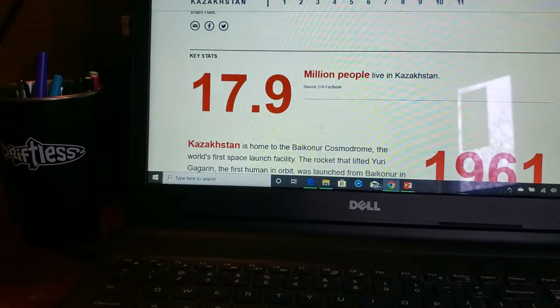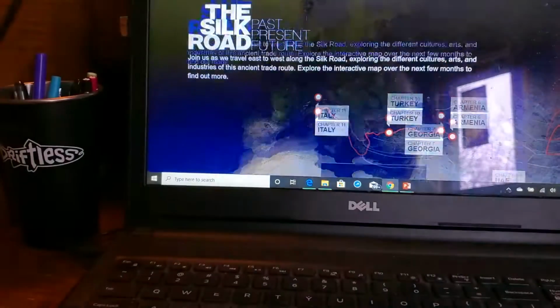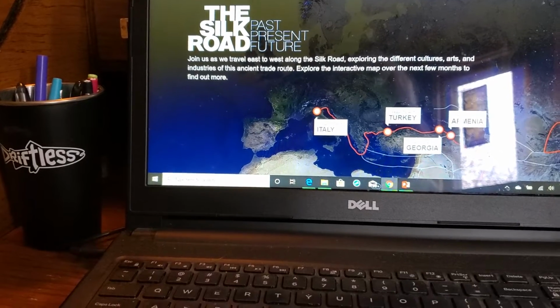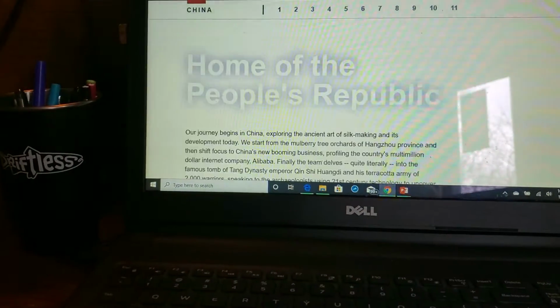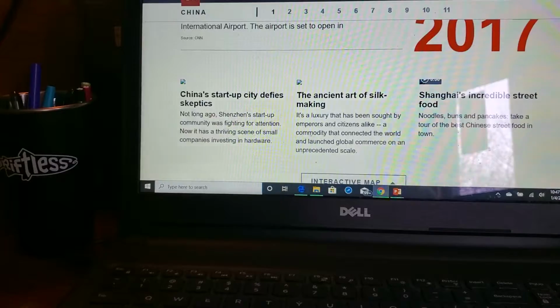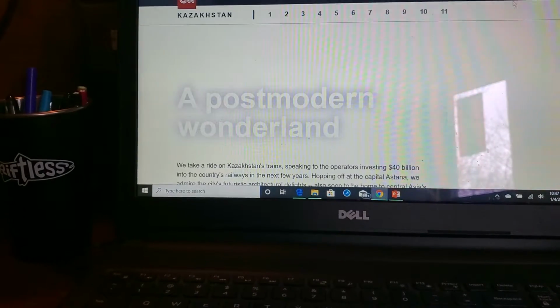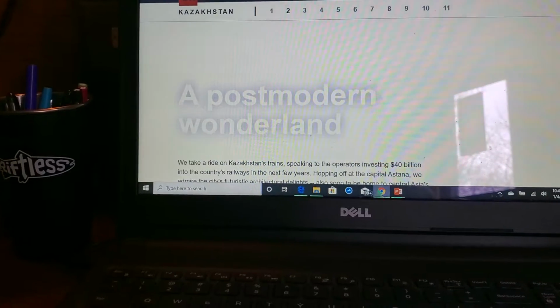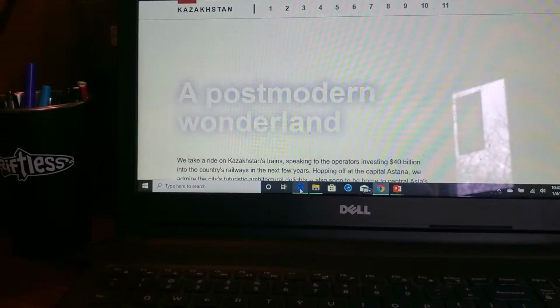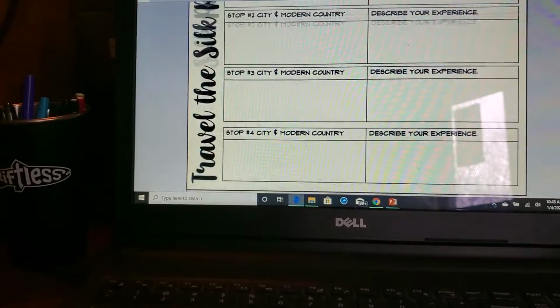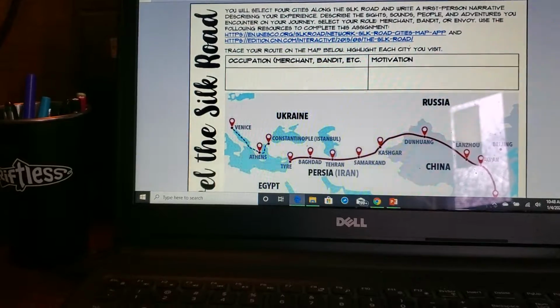And I found this really neat interactive map from CNN, the Silk Road Past, Present, Future. It's really cool because for all of the cities along the Silk Road, there's information about each of these cities, past and present. So anyways, I utilized all of these resources and created my own unique resource, which fits with what my students need and how much time we have to cover this topic.